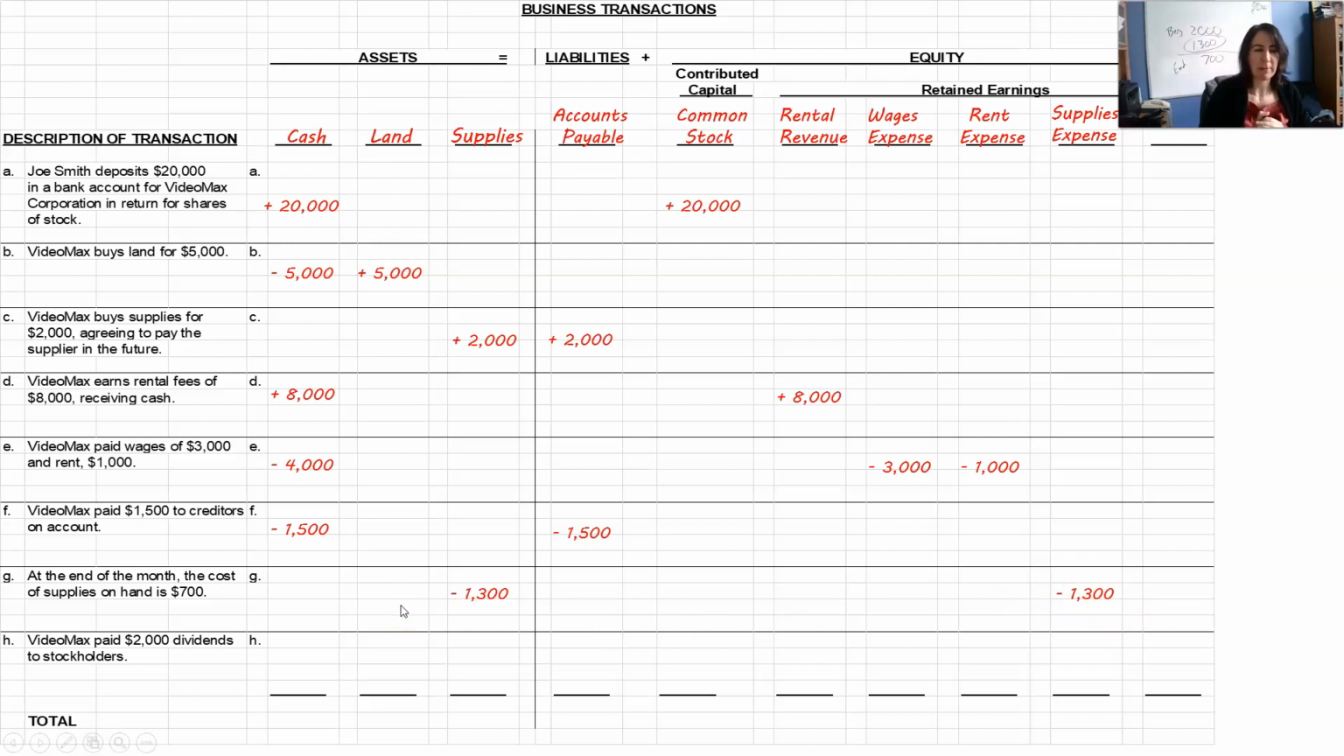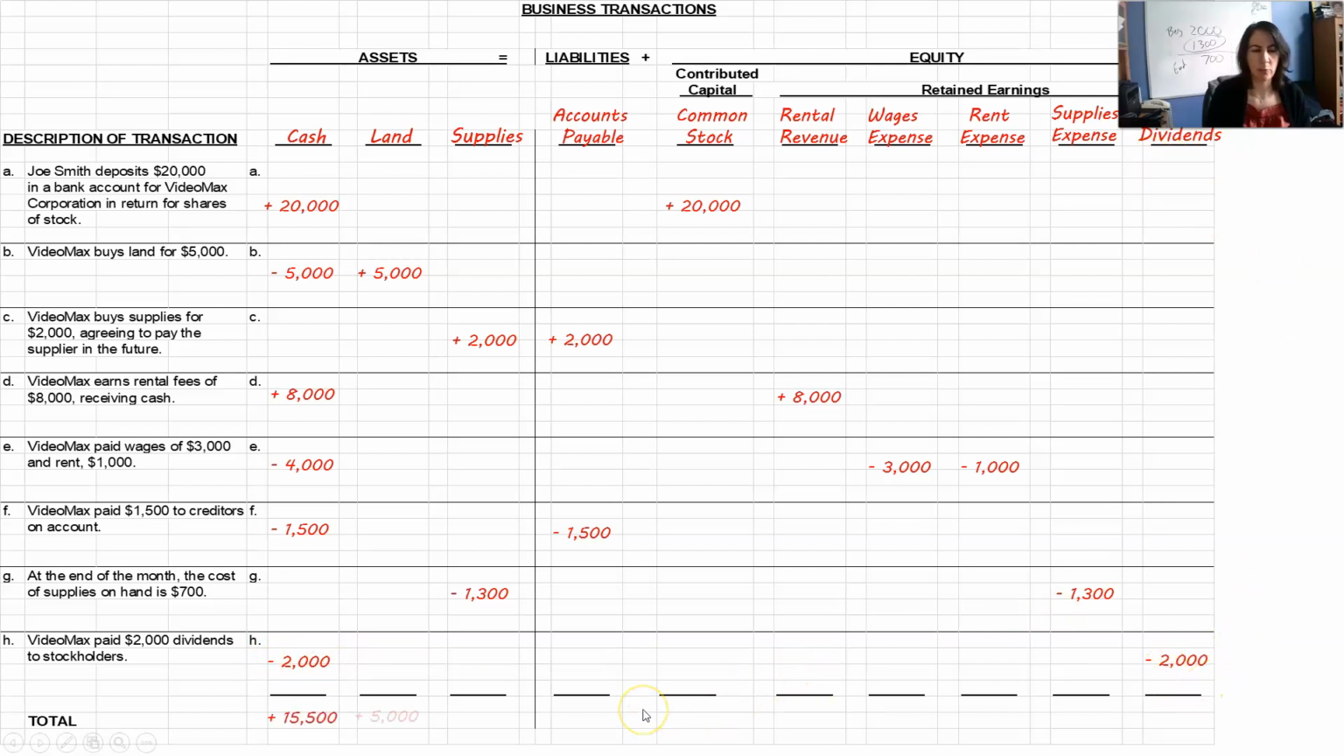Last one. VideoMax paid $2,000 dividends to stockholders. Okay, well, dividends are the share of earnings. When a business pays out dividends, basically what they're doing is they're saying, look at us, we did well this year, and we want to reward you guys for being our shareholders. So when a business pays money out to its owners, that's called a dividend. So we've got a minus $2,000 in cash because they're paying out dividends to the owners. And we've got one more account here, dividends, $2,000.